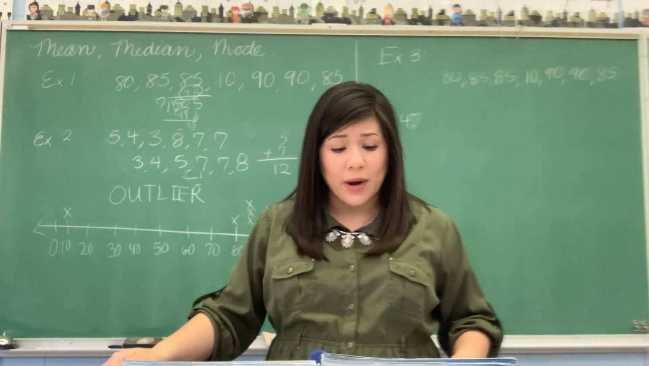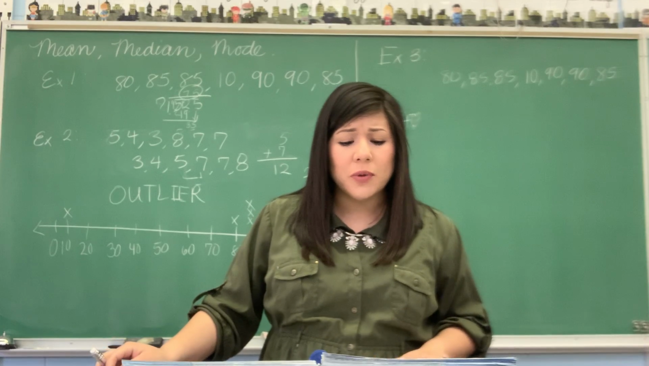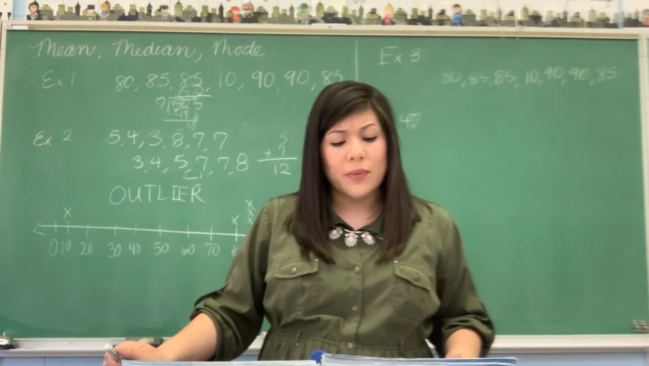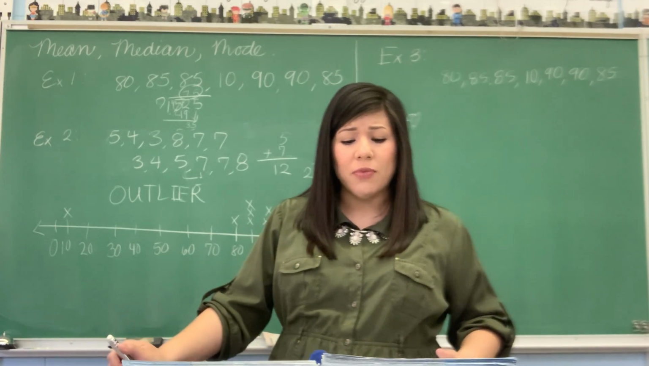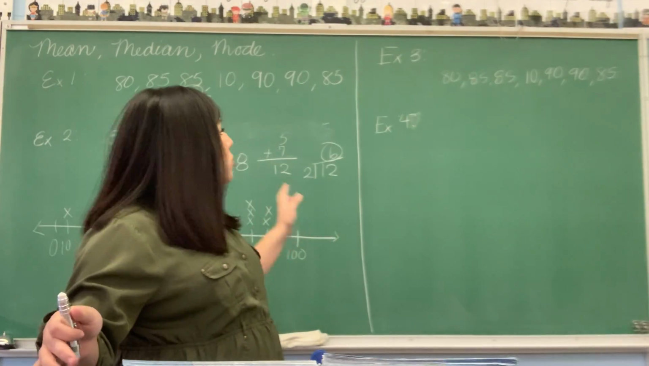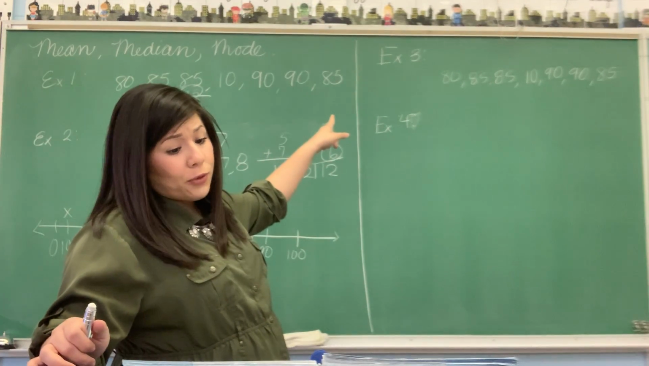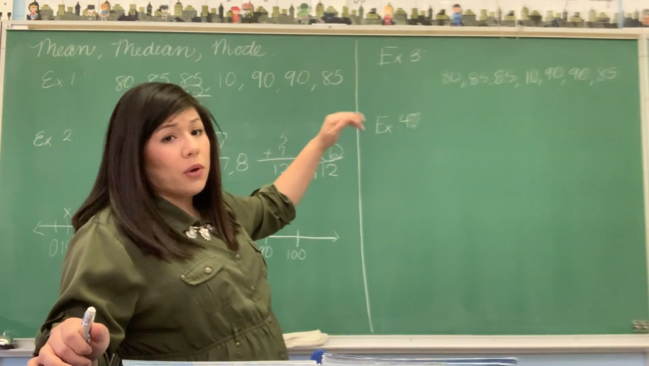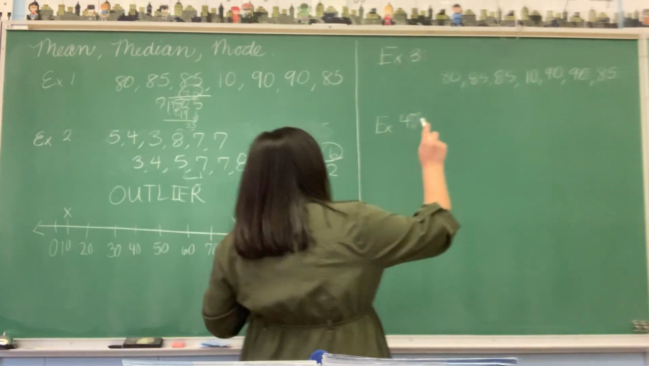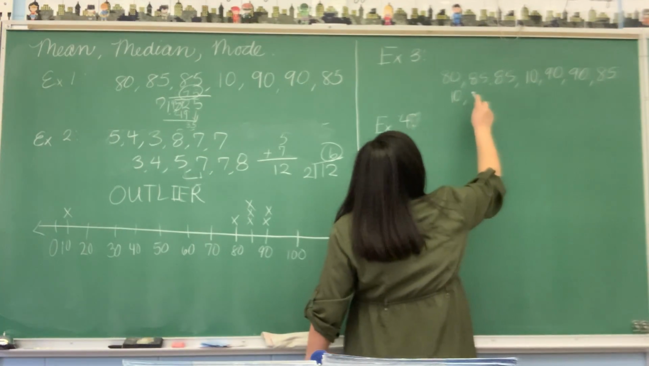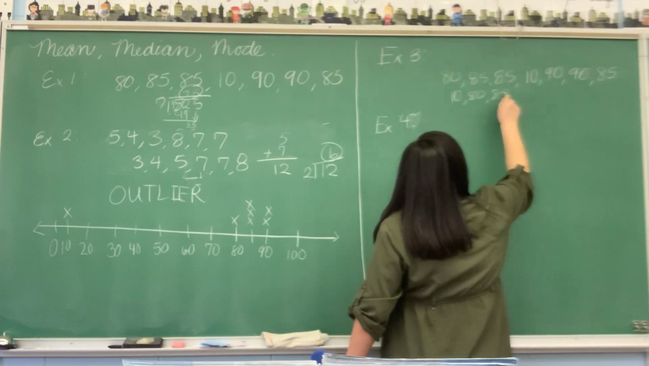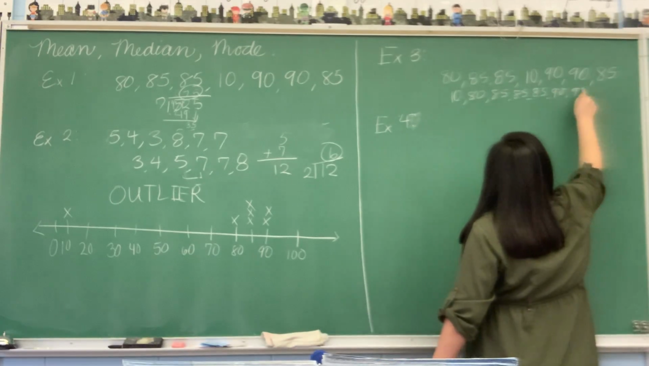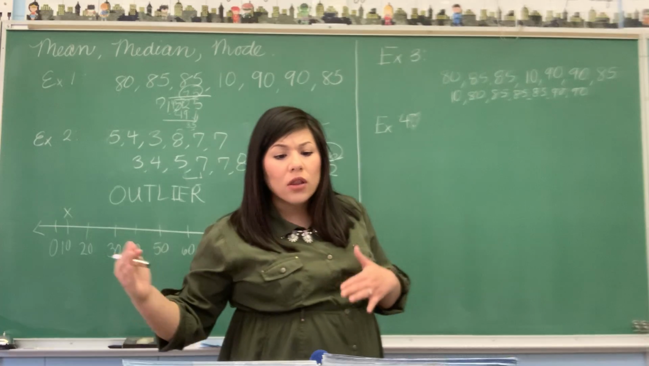Range. What is the range? The range of a set of numbers is the difference between the largest and the smallest numbers in a list. To calculate the range of a list, we subtract the smallest number from the greatest number. So, let's suppose we have example 3. There are 7 numbers here. We're going to put them in order first: 10, 80, 85, 85, 85, 90, and 90.